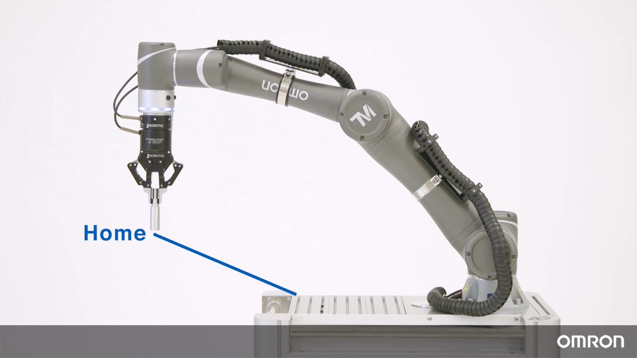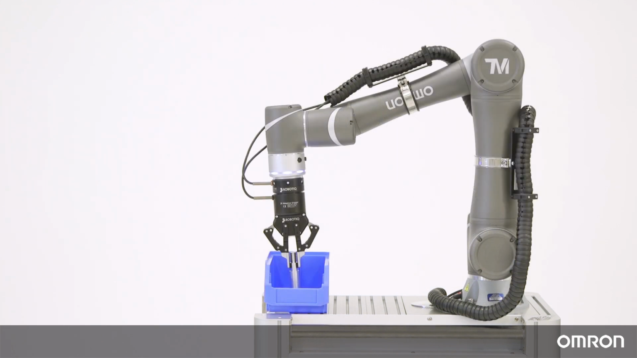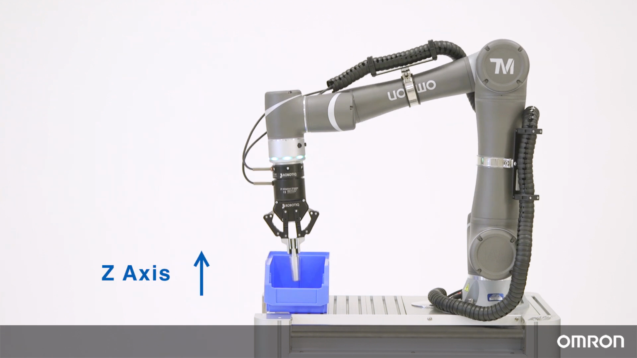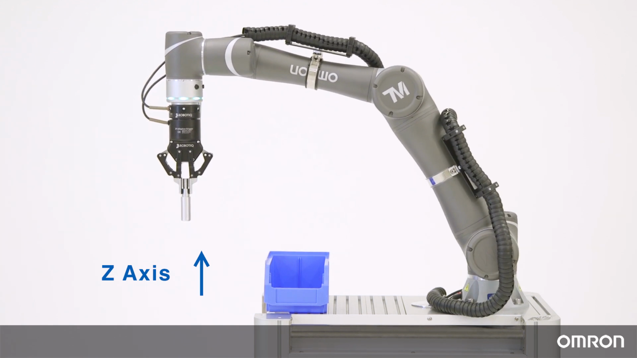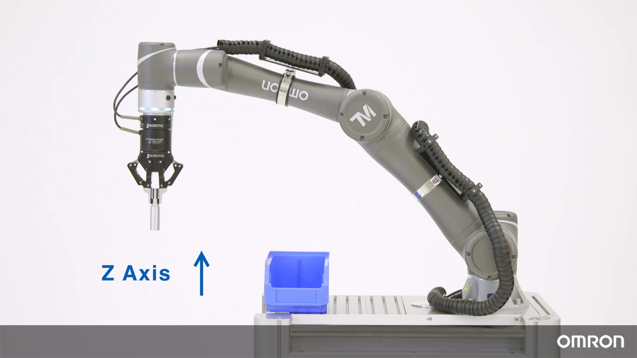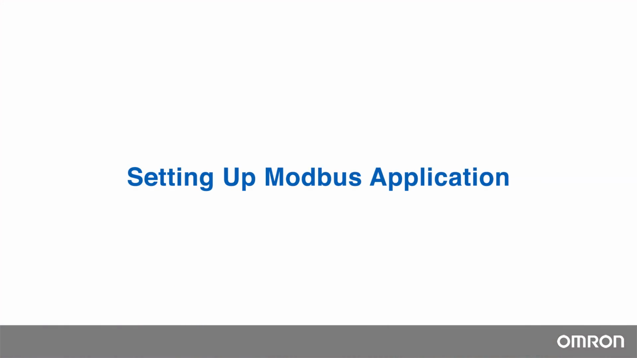One way to avoid this situation is with the use of ModBus communication. With ModBus, we can get the tool center point's current position on the Z-axis, then use it to calculate how far up it needs to move before it can safely return to the home position. Let's get started. Setting up ModBus application.